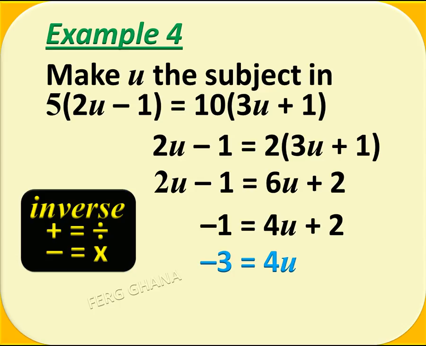Now, we are ready to make u the subject by dividing both sides by 4, because 4 is multiplying u. Therefore, -3/4 = u, or u = -3/4.